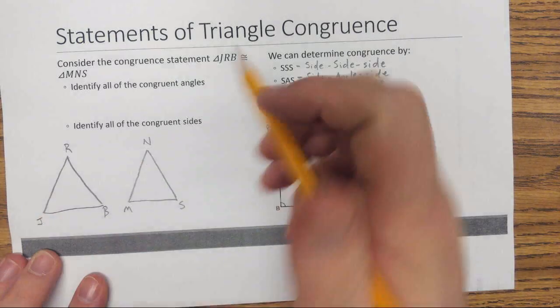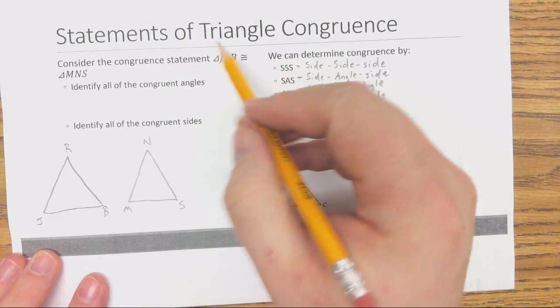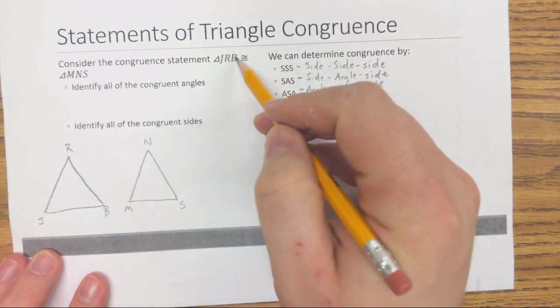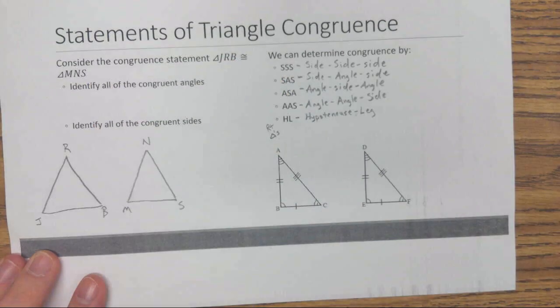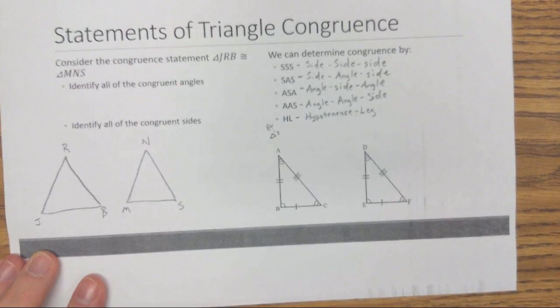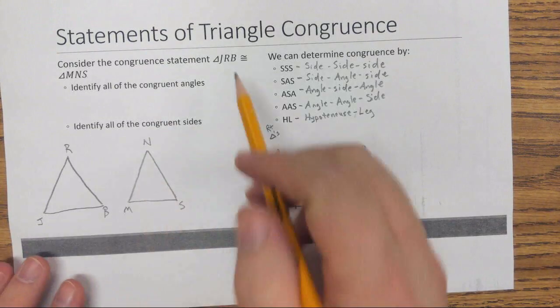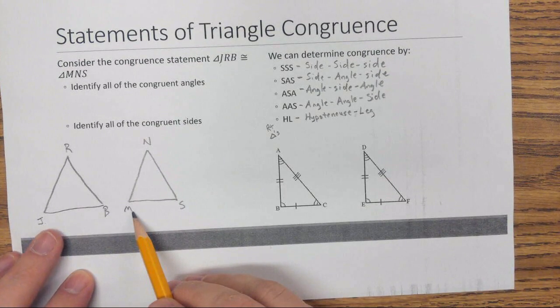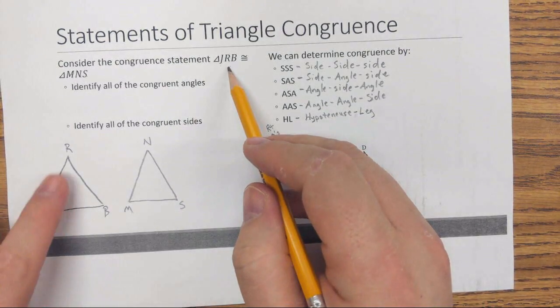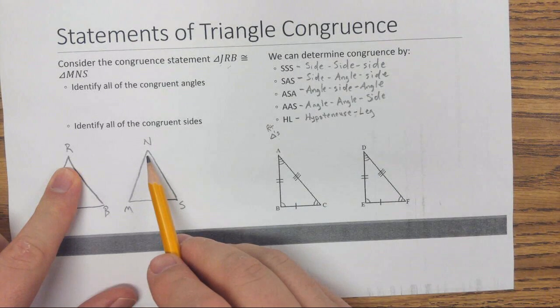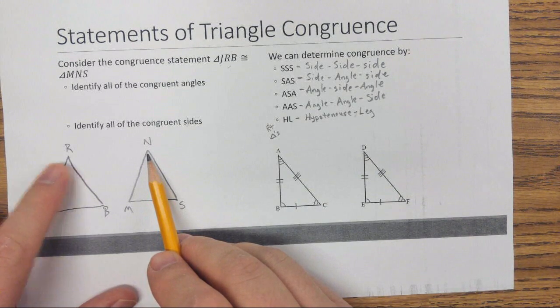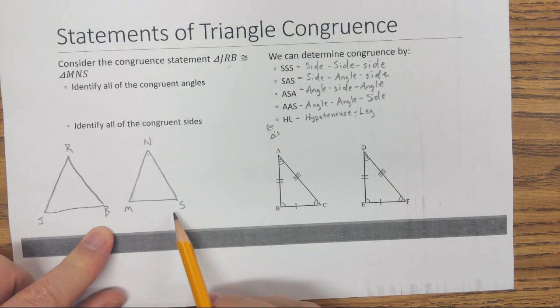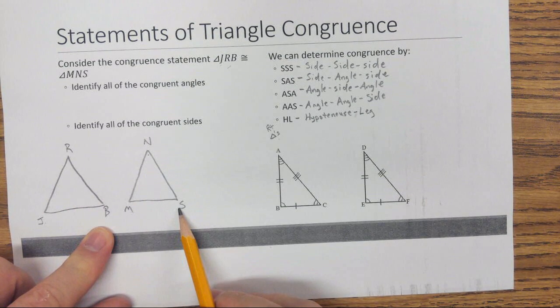Alright. So each piece, each letter of these triangles, when I write the triangle congruence, they correspond to each other. In other words, they match up. So J, if I jump over to the other triangle, the M is in the spot where the J would be. The letter in the middle, the R, is going to correspond to the part where the N is. And the B is going to correspond to the part that the S is.